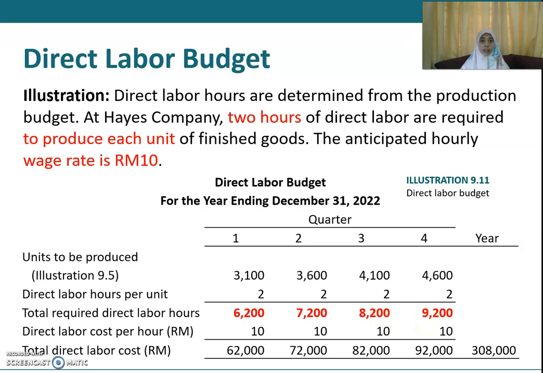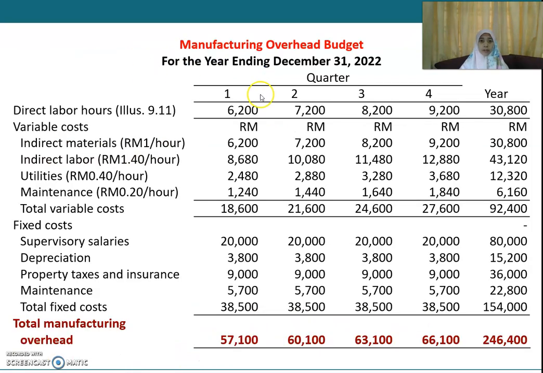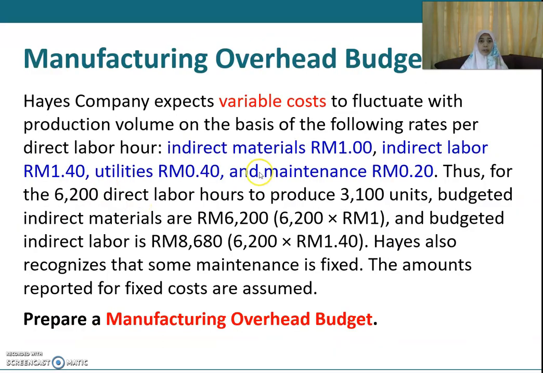So when you prepare your manufacturing overhead budget, given in the question that it varies with the total direct labor hours, you have these figures as your starting point. So you will have this one, 6,200 hours, all in hours. And then your variable cost, remember your manufacturing overhead budget, you split into your variable cost and your fixed cost. Your variable cost is given in the question as 1 ringgit per hour for indirect material, indirect labor 1.4, utilities 0.4, and maintenance 0.2, and it varies with your direct labor hours.